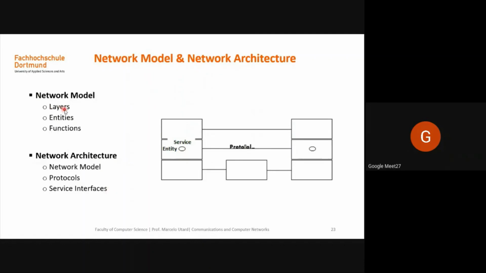Then we were talking about layers, entities, functions, protocols, and service interfaces. What is important to know is that there is another terminology that we frequently use, that is architecture and model. When we talk about a network model, we are talking about the definition of layers, how many layers, what name has each layer, and the functionalities that we assign to each layer. And in the case of architecture, we talk about an architecture that is defined based in a network model, and this architecture defines a set of protocols and service interfaces.